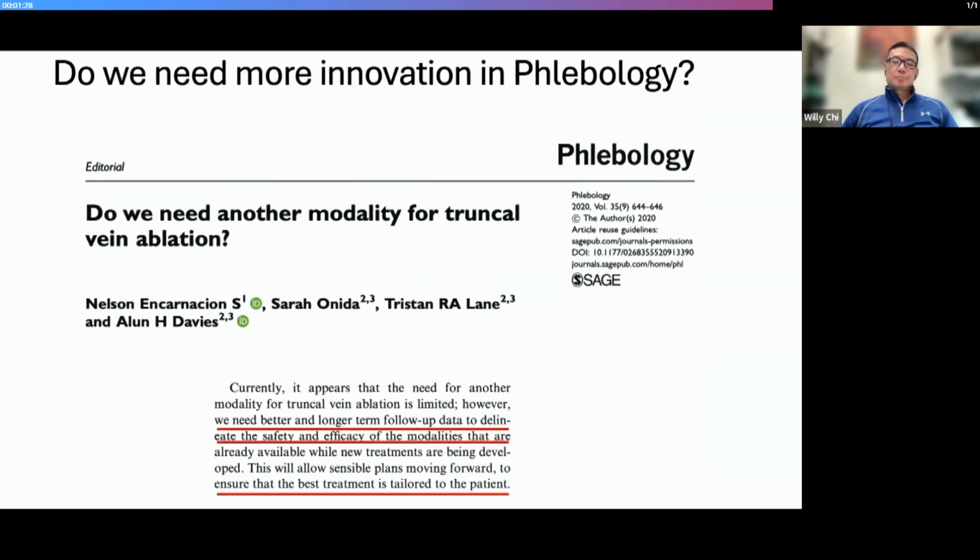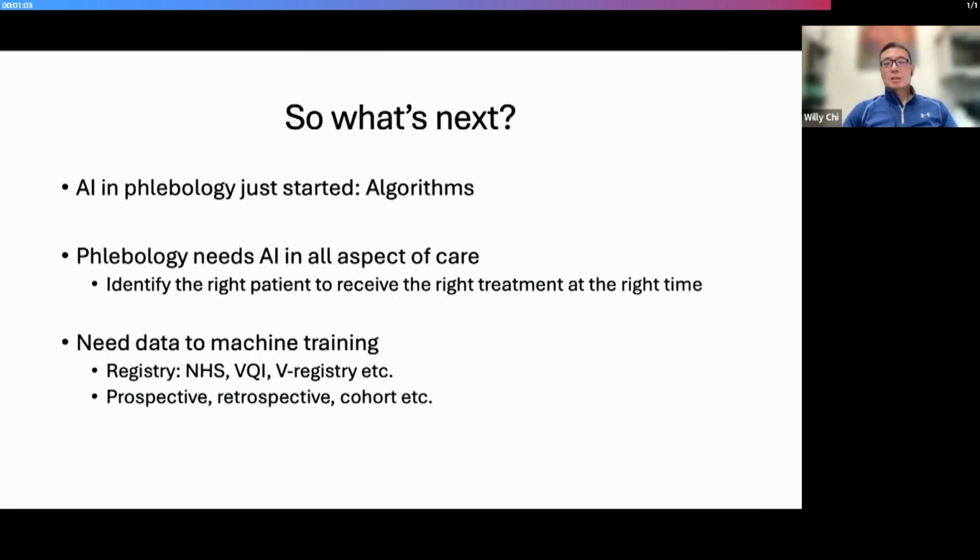Now, with that being said, Alan Davis and his group actually wrote an article in Phlebology about 4 years ago with the title, Do We Need More Innovation in Phlebology? Well, I think that there's always going to be a need for innovation in any medical field. But I think that AI is also part of that innovation, simply because AI is able to help us better manage our patients, to be more efficient, and then to be more precise in terms of treatment.